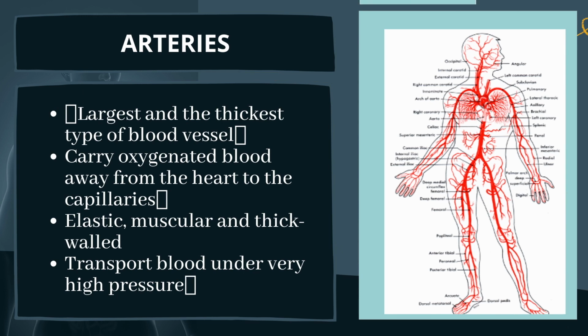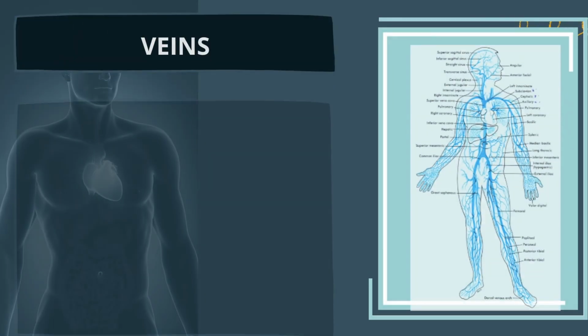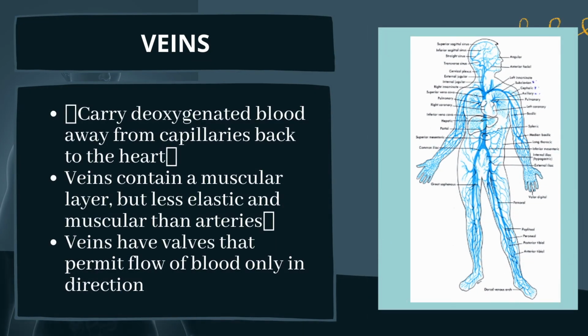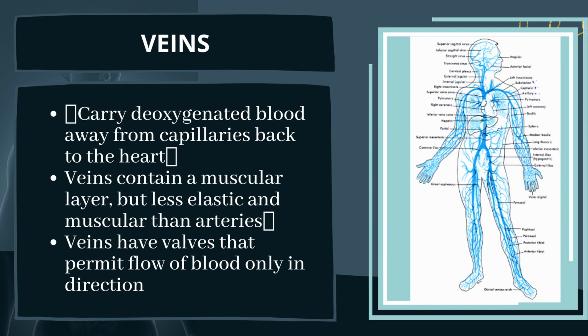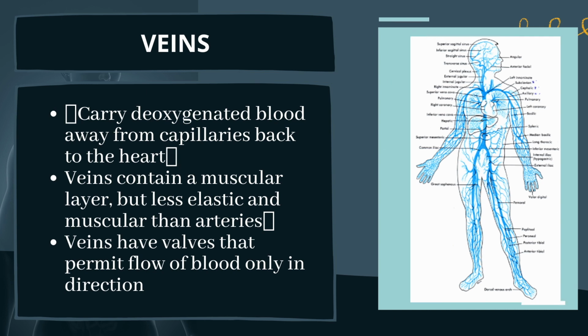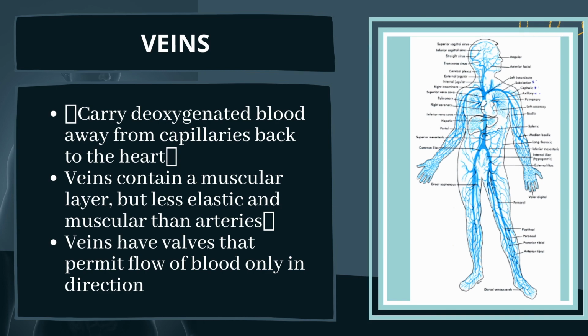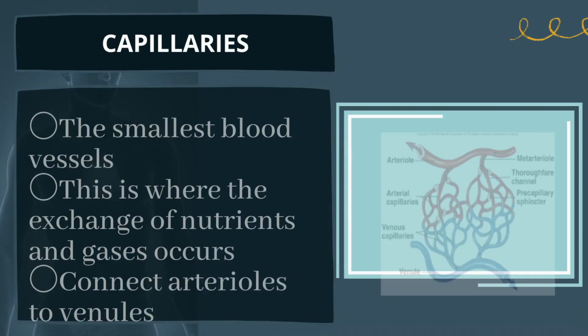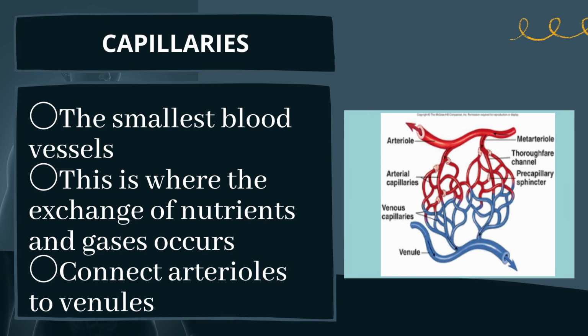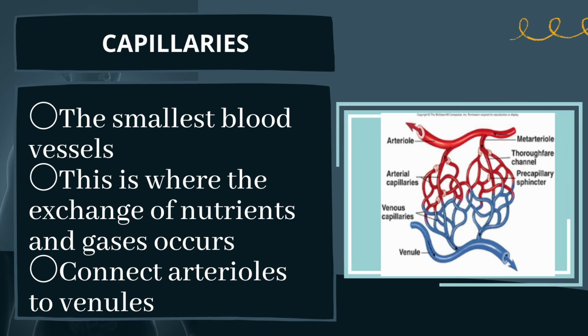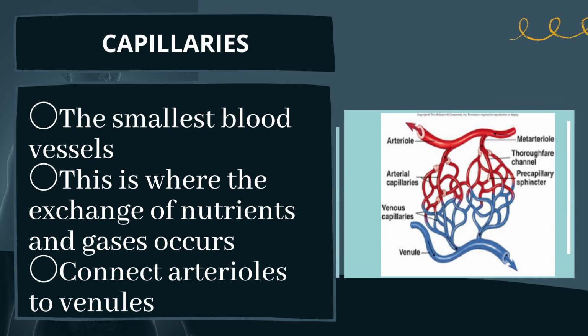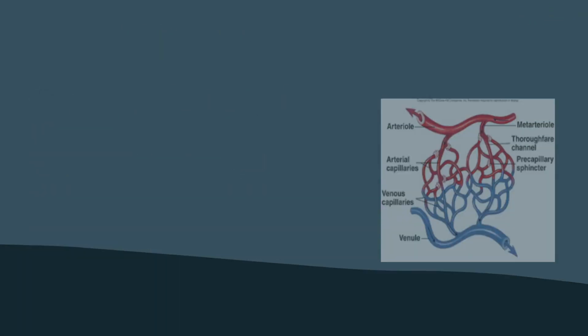Another type of blood vessels are the veins. Small veins are called venules. Veins contain a muscular layer, but are less elastic and muscular than arteries. They carry deoxygenated blood away from the capillaries back to the heart. Veins have valves that prevent backflow, allowing the blood to move in only one direction. The capillaries are the smallest blood vessels. They are microscopic. Their walls are only 1 cell thick, allowing exchange of gases, nutrients, and wastes. They connect arterioles to venules.